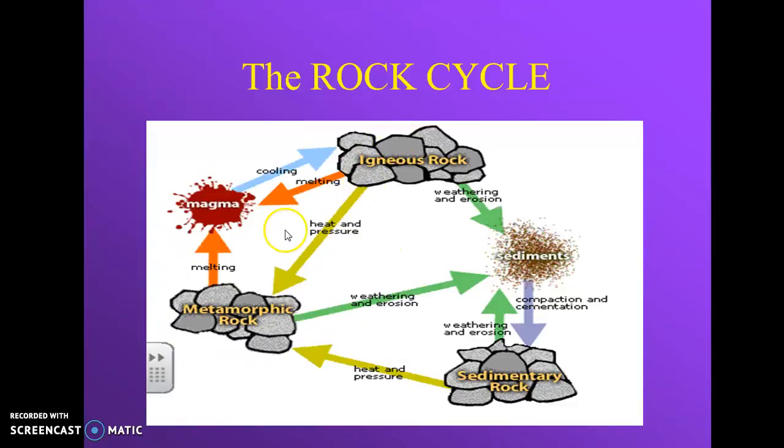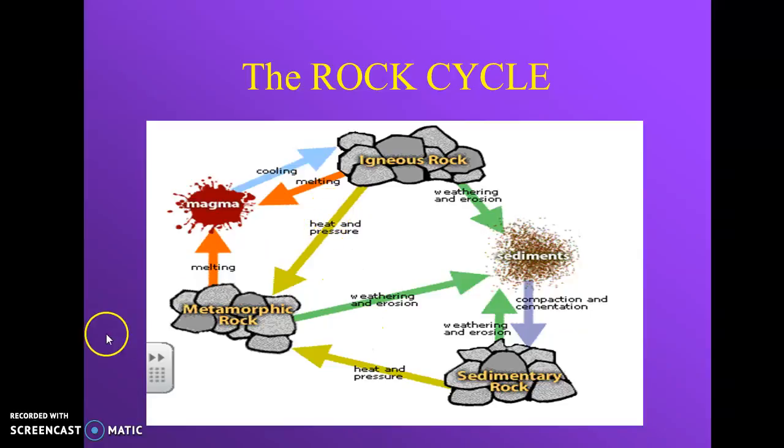So now that you've learned the 3 types, this is the rock cycle. So you can see there's tons and tons of different arrows. And what they're trying to show you here is there's not just one life cycle of a rock. So it's not just saying, okay, an igneous rock is going to turn to a sedimentary rock and then it's going to turn to metamorphic. No, that's wrong, okay?